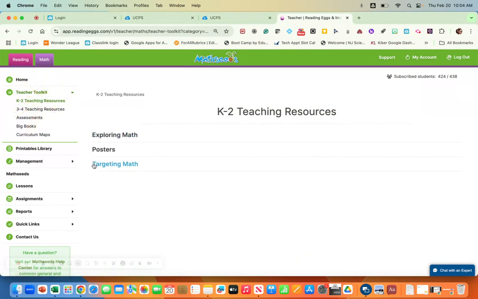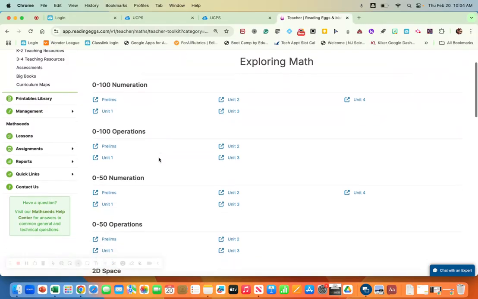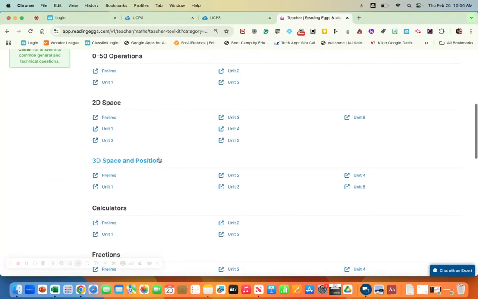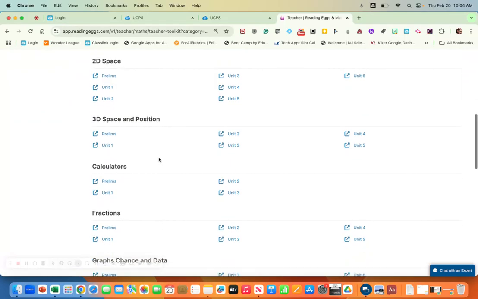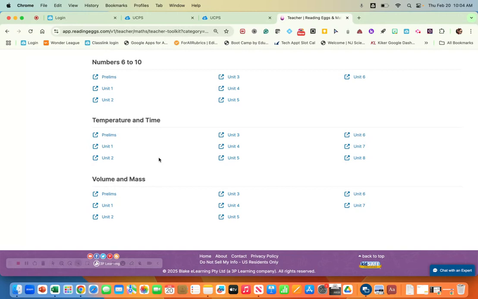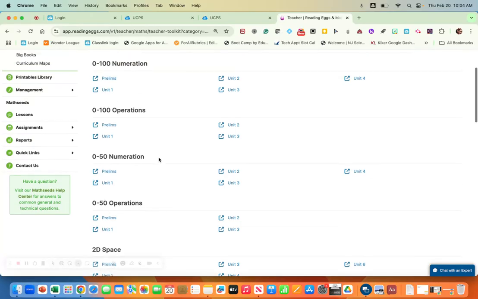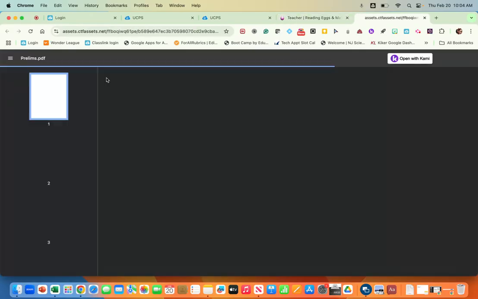Underneath that resource area, you have 3 places to go. First is exploring math. What this does is it provides you with activities, printables, and teacher lesson plans on each of these areas within math. We're looking at numeration, operations, space, 2D space, 3D space, calculators, fractions, all of these areas for grades 1 and 2, and each unit is different.